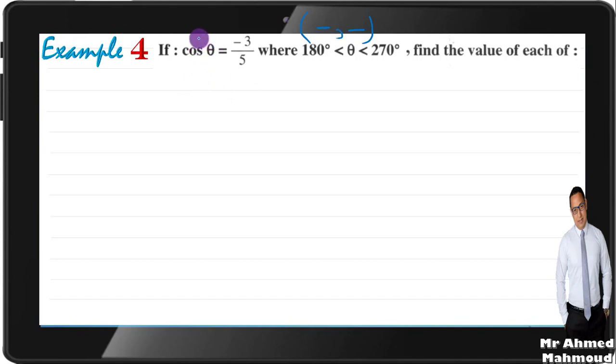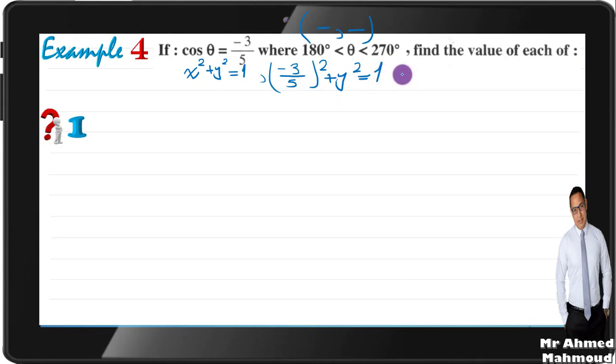This is cosine theta, or x equal negative 3 over 5. So x power of 2 plus y power of 2 equals 1. So negative 3 over 5 all power of 2 plus y power of 2 equals 1. I'm sending this one to the other side and take the root. Therefore y equal negative or positive square root of 1 minus negative 3 power of 2, 9, over 5 power of 2, 25. It will be 9 over 25.